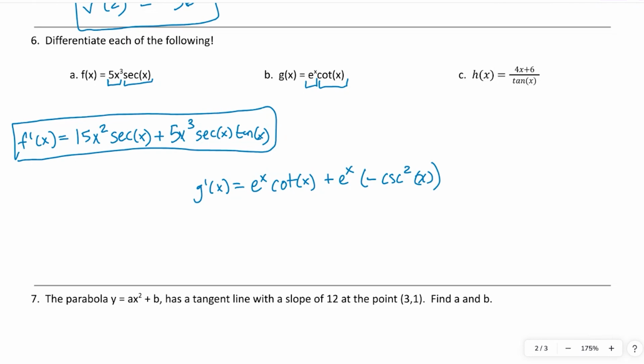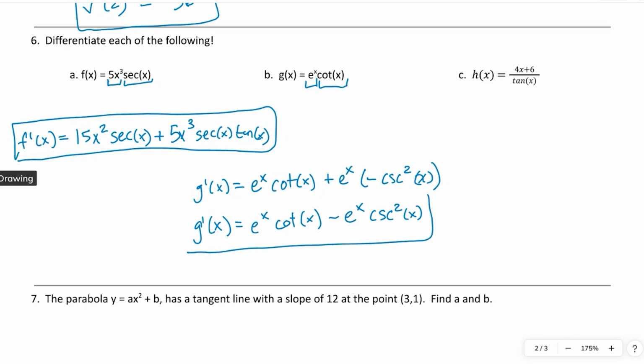Now, I've mentioned this before. I don't really like having these embedded negatives here. So I'm going to pull that negative sign out purely for aesthetic purposes, just to be able to read this a little easier and write this as minus e to the x times cosecant squared x. Just trying to reduce the number of parentheses that I've got there. Now it's okay to leave it in this form, but I'm not a big fan of having those negative signs in the mix.